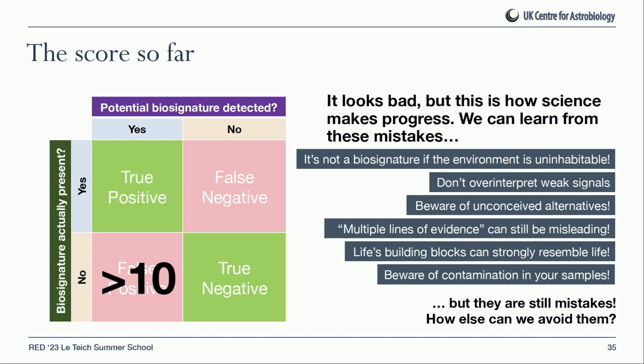It's not a biosignature if the environment's uninhabitable. Don't overinterpret weak signals. Beware of unconceived alternatives to the hypotheses that you consider when you try to evaluate something. You can have multiple lines of evidence that look like life, and it can still be wrong. The building blocks of life, the organic molecules that the universe produces non-biologically, can look a lot like life, and beware of contamination in your samples. So I hope those are useful lessons. Science, of course, learns by making mistakes. That's good and proper, but they're still mistakes. What else should we think about if we want to avoid them?